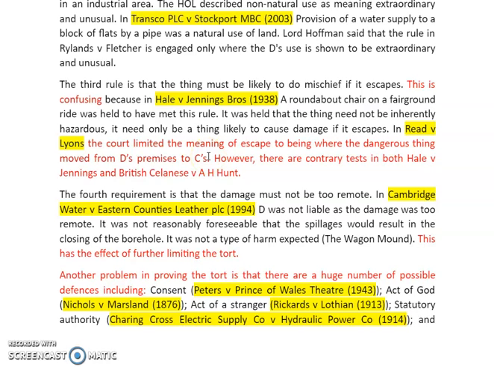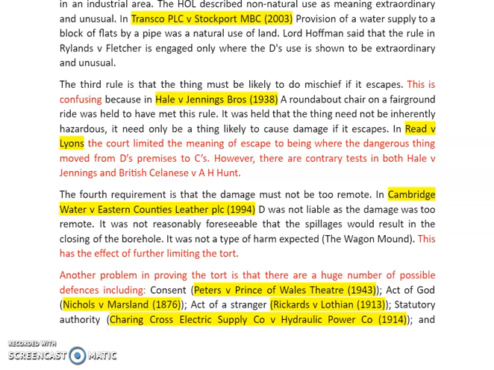But there are contrary tests in Hale and in British Celanese and A.H. Hunt. So whenever you've got contrary tests, conflicting rules, that's telling you that the law's unfair, really, isn't it? Because we shouldn't have a conflict. It should be consistent for all parties.